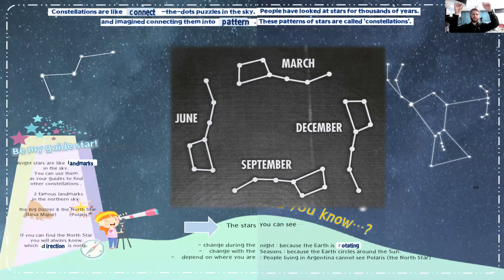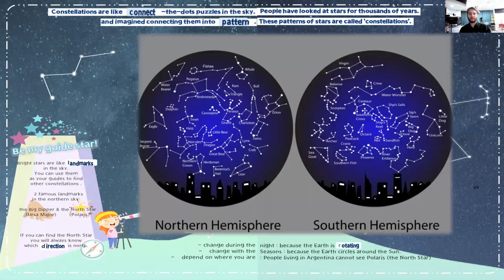In March, the Big Dipper or Little Dipper will look like this. In December here, September, it turns. So it is rotating as the year keeps going. And depending on where you are, people living in Argentina cannot see Polaris or the North Star. So here are the stars, as you can see, in the northern hemisphere and how you can see them in the southern hemisphere. And so you can see they're different stars. You can't see the same ones on different parts of the world.